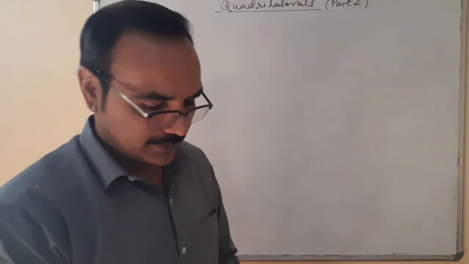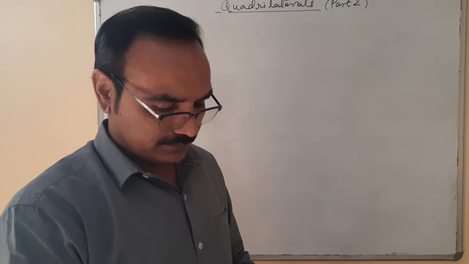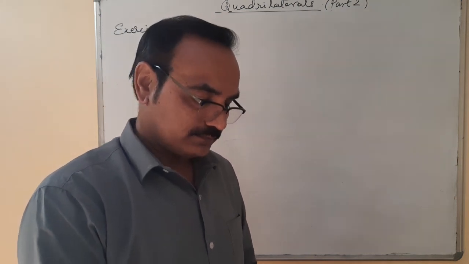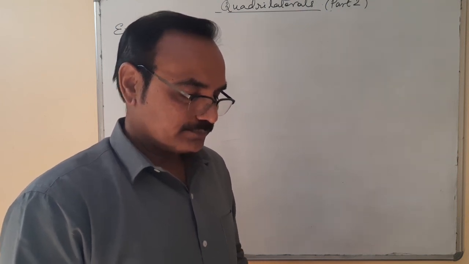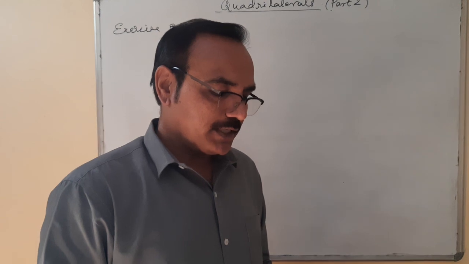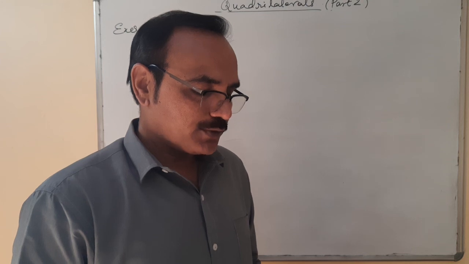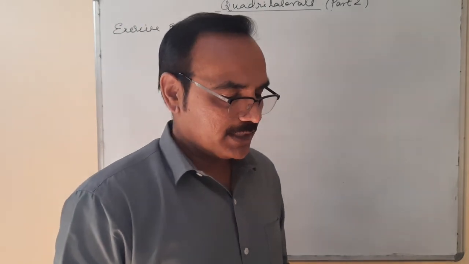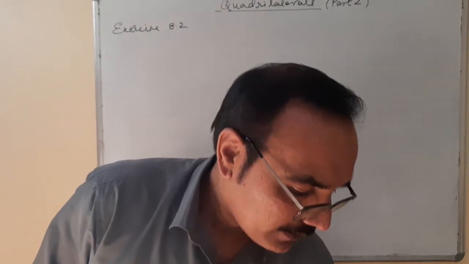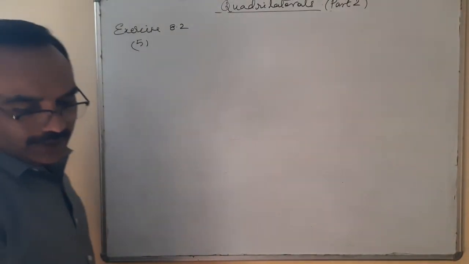After that, I am taking the question from this exercise. Question number 5. In a parallelogram ABCD, E and F are the midpoints of sides AB and CD respectively. Show that the line segments AF and EC trisect the diagonal BD. ABCD is a parallelogram. It's an important question.